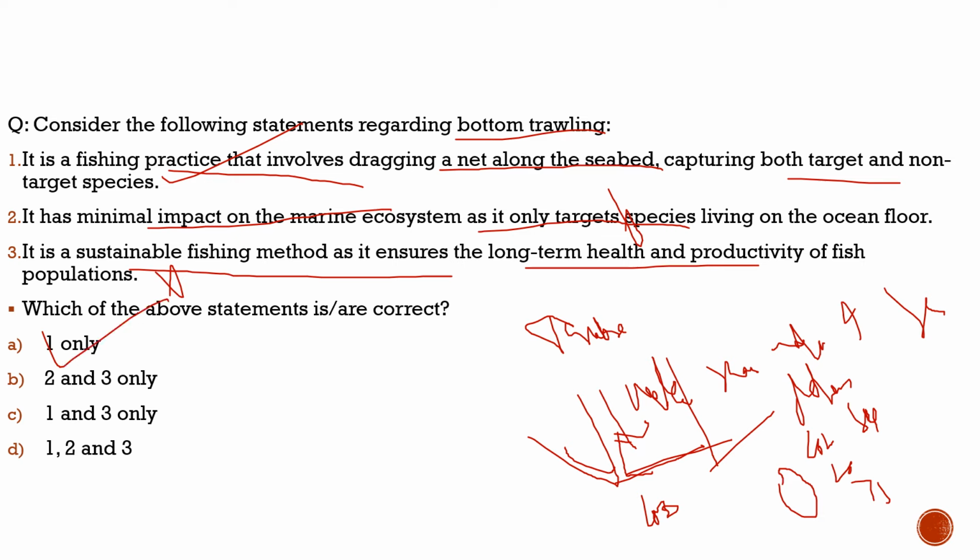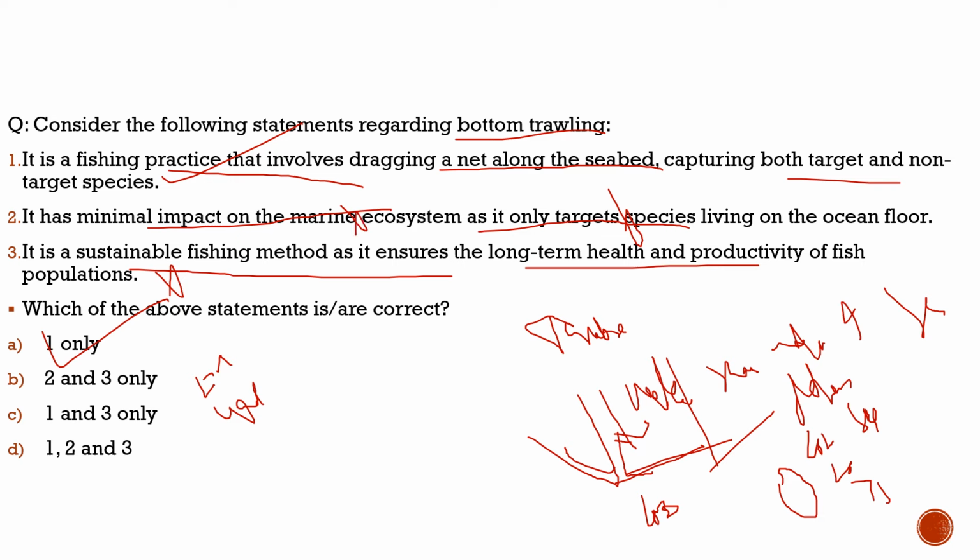And also, if for example you don't have proper knowledge of these questions, how can you solve this question? In the last class we discussed the extreme statement methods. Here, the first statement is a contradicting statement method. In the first statement, we saw that it is a fishing practice that involves dragging a net along the seabed, which captures both targeted and non-targeted species. And the second statement, it has a minimal impact on the marine ecosystem, is totally contradictory to the first statement.